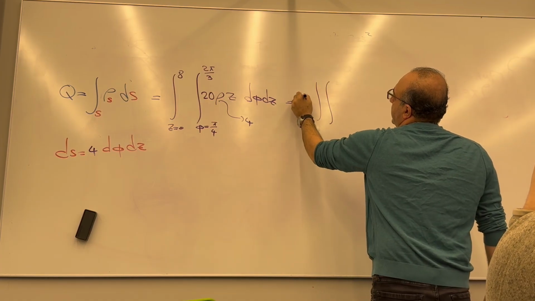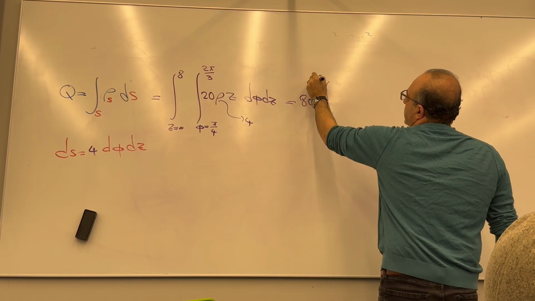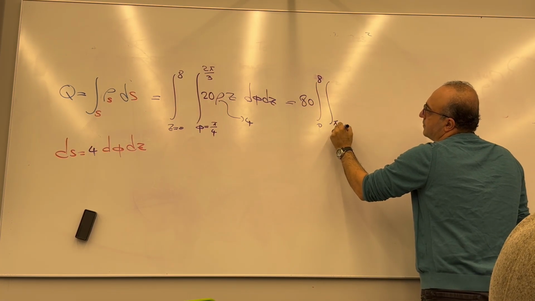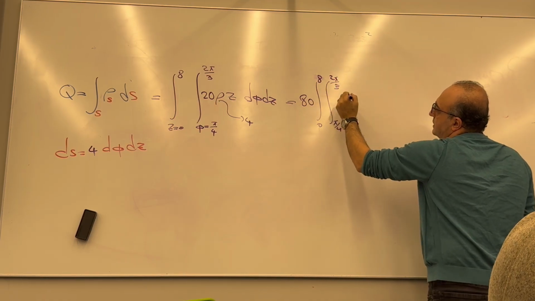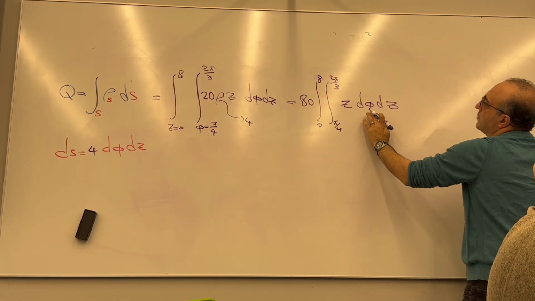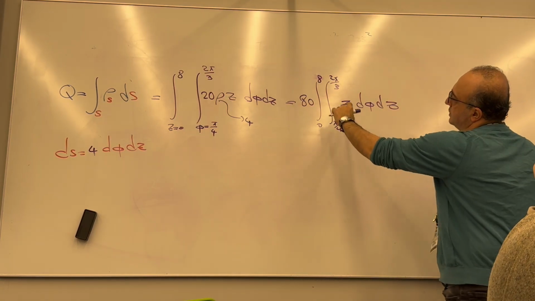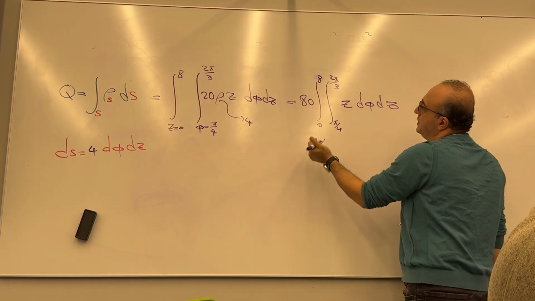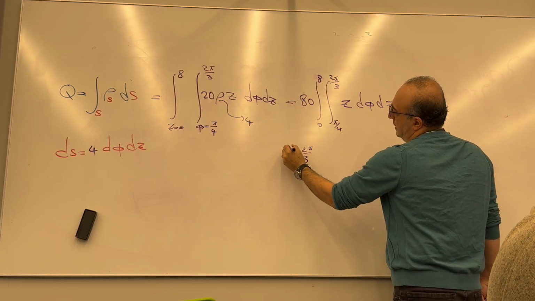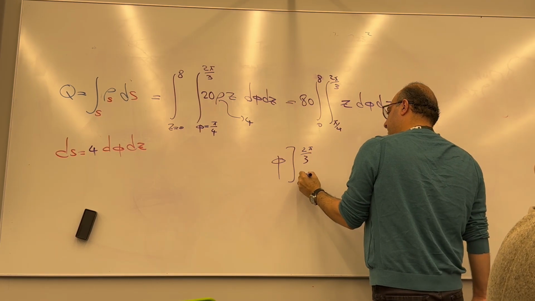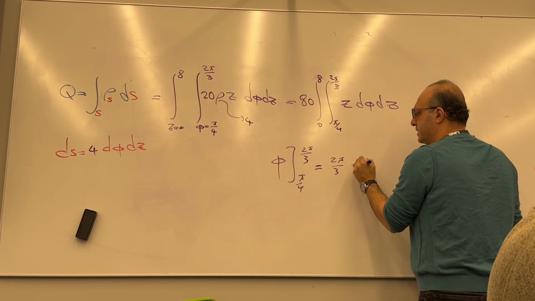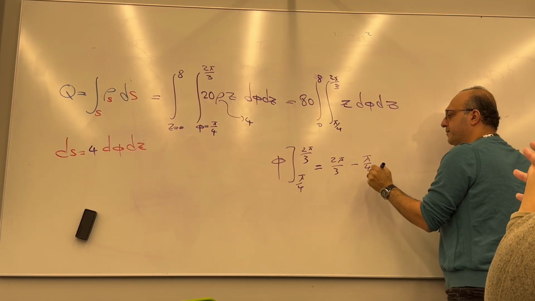The result is a double integral of 80, z from 0 to 8, and phi from pi over 4 to 2 pi over 3. Only z is a variable. For phi, again, it is going to be the difference between these two limits, because there is no phi here. The result for that is going to be 2 pi over 3 minus pi over 4.